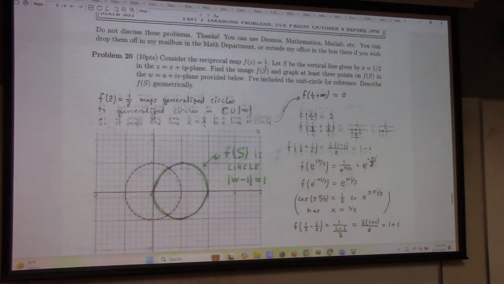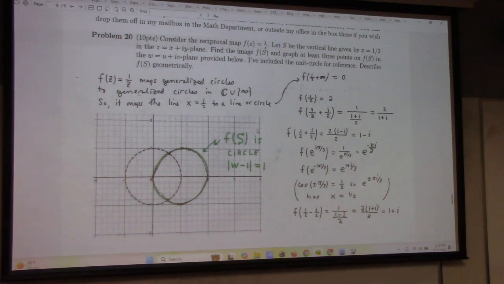Take-home questions. Oh, why did I do that? I'm getting tired. All right. So here, what did I do? Reciprocal map, and we studied the image of a circle. I said graph at least 3 points.